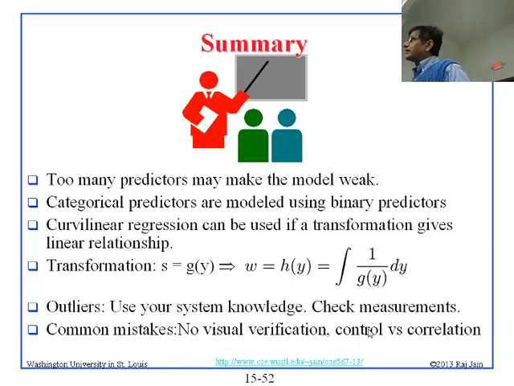Then we learned about curvilinear regression, that you can somehow translate that into linear. And then a more general thing is the transformation, where if you know the relationship between the standard deviation of the error and the y value, that relationship can be used to calculate what transformation is required. Then we talked about outliers, and we said that rather than mathematically, try to find out from the system's point of view. And then the very common mistake is no visual verification.